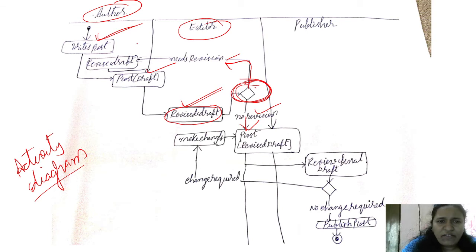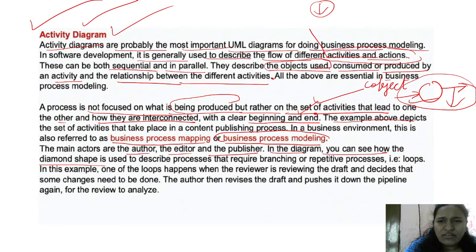Okay, these are the different actors and these are the activities, and this is the flow of activities between the actors, right? How it is flowing, how initially the author is writing and posting to the editor, who is revising the draft. If there is no need of any revision, he is posting, and again he is posting to the publisher. Okay, this is showing what different activities and actions, right? How the interconnection is also there between the actors and activities and actions.